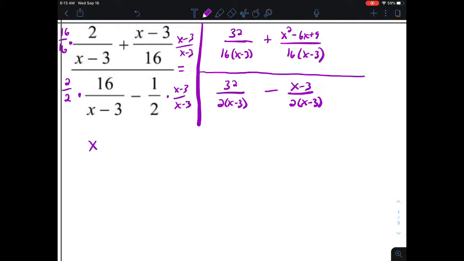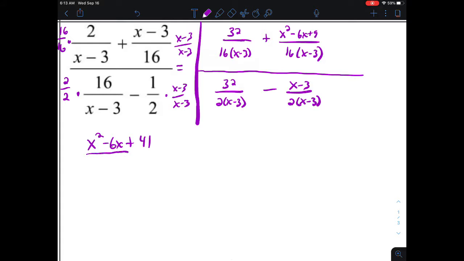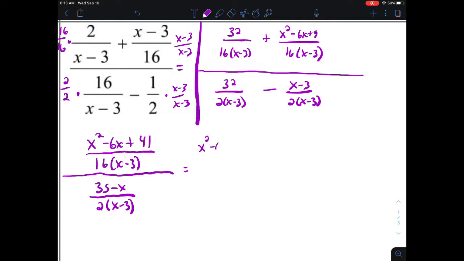And so we do that, we'd have x squared minus 6x plus, now 9 and 32, 41, over 16 times x minus 3, divided by 35 minus x over 2 times x minus 3. Here's where you do skip, change, flip. So you write the first one, change to multiply, flip what's on the bottom.